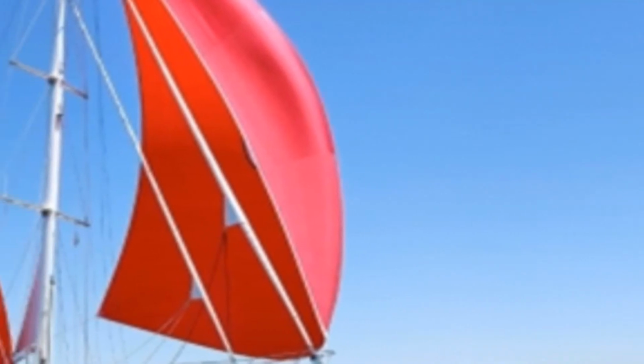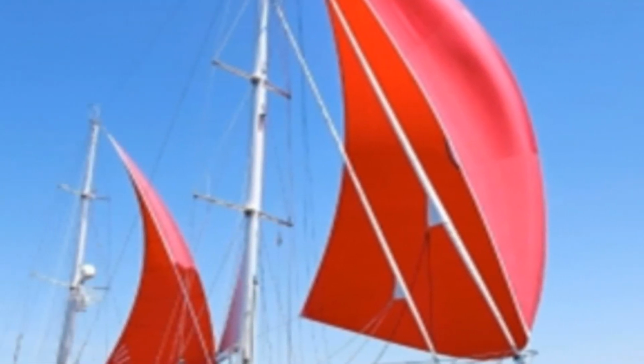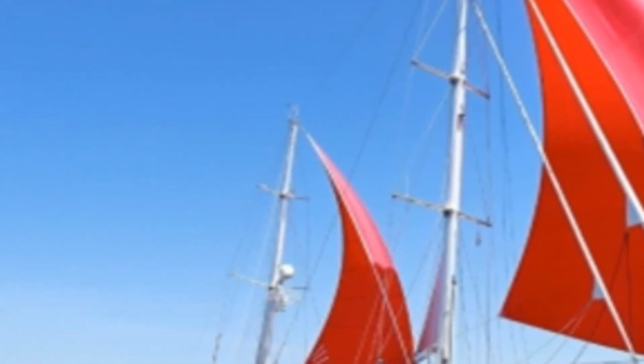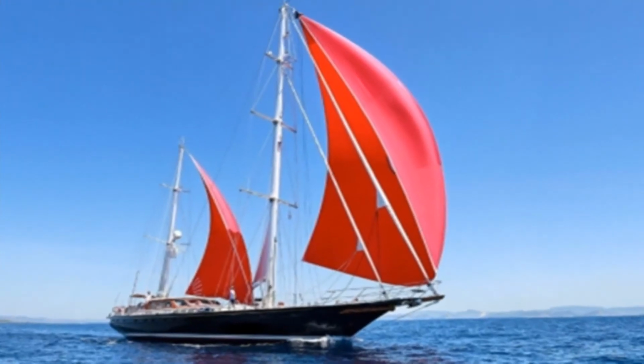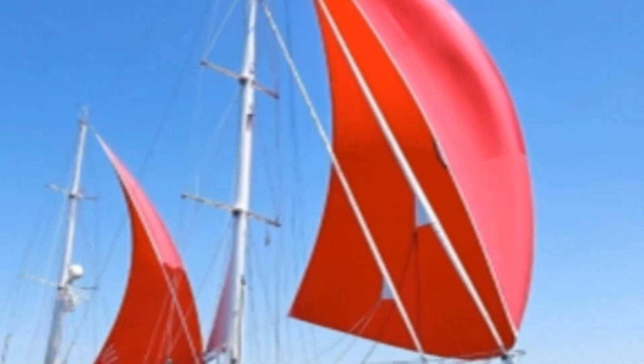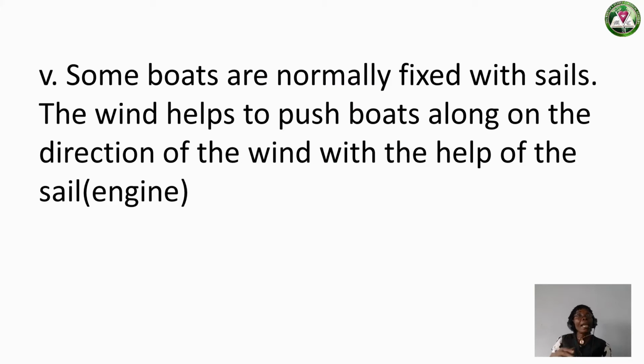Number 5, some objects are normally fixed with wings. Objects that move in the air are also fixed with wings or engines, which the air can control to move smoothly. Example, the birds.